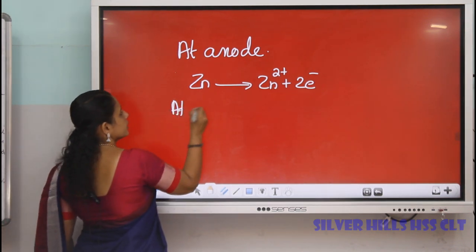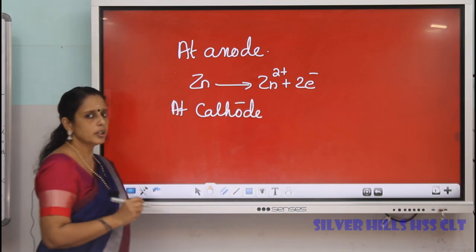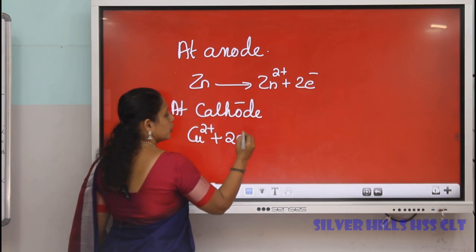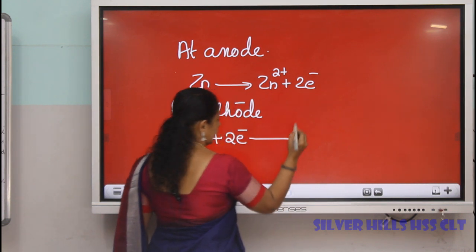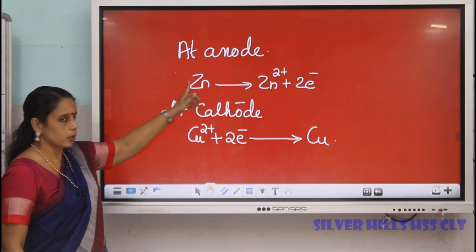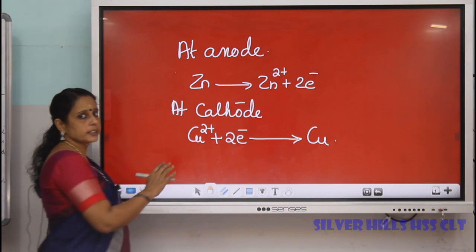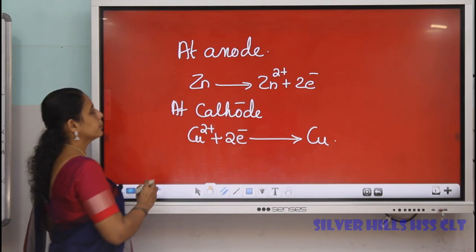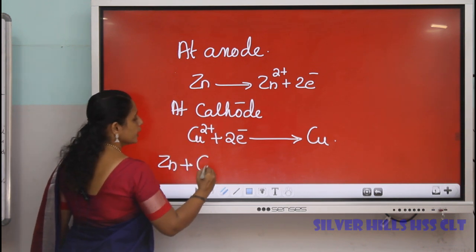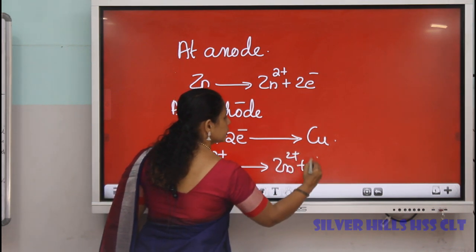At the cathode, reduction takes place. That means copper undergoes reduction. Cu2+ plus 2 electrons, gaining of electrons is known as reduction, to form Cu. So, at the anode oxidation takes place, at the cathode reduction takes place. So, the overall reaction, the net cell reaction, can be written as Zn plus Cu2+ gives Zn2+ plus Cu.